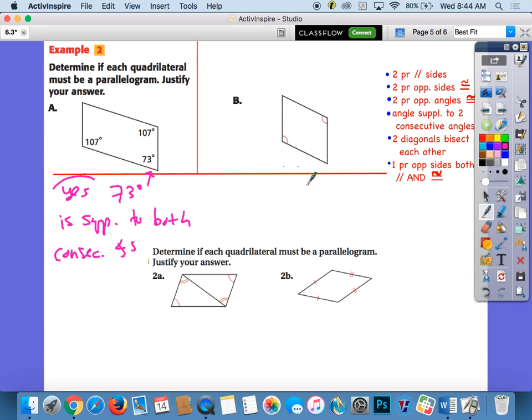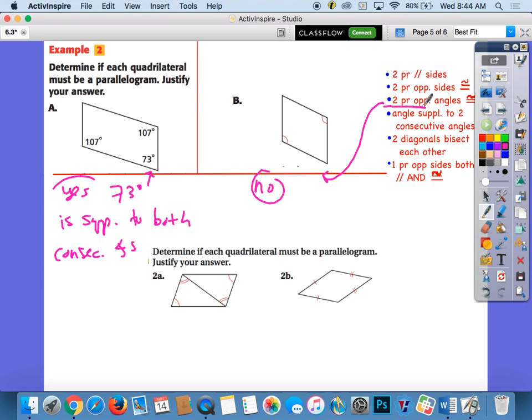Let's look at this one right here, guys. I feel like the yeses are going to be the easier ones. The no's you have to be careful with. Don't put more in than there is. So let's look at a no. In this case, I have one pair of angles that's congruent. However, this is no. Look at your list here. Why is it no? Because I need two pairs of opposite angles to be congruent.